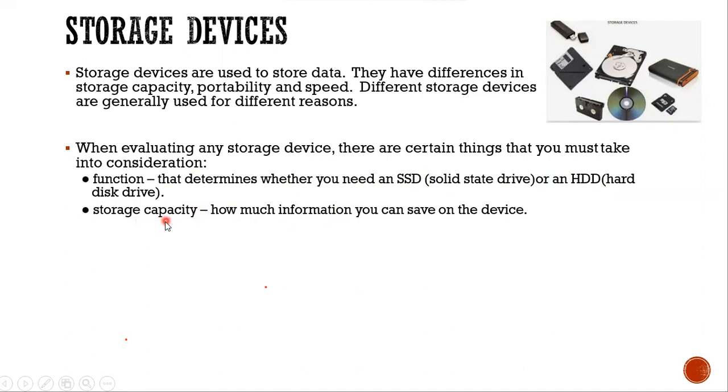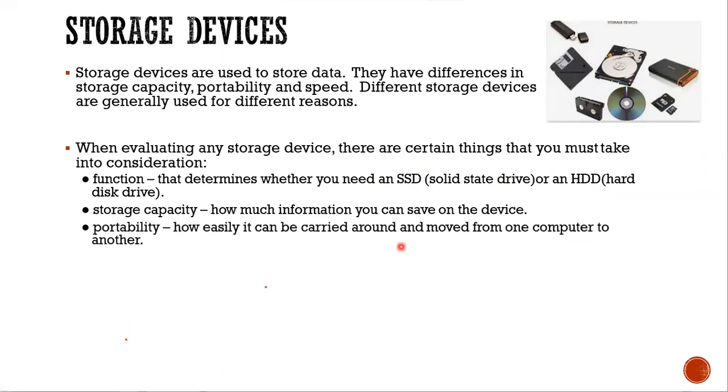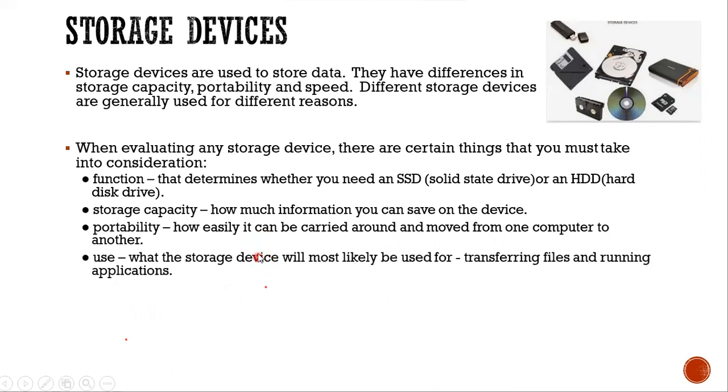Your storage capacity: how much information you can save on the device. If you know how much information you want to save, then you'll know which of the devices you will need. Portability: how easily it can be carried around and moved from one computer to another. Your flash drive is easily portable. If you've got a lot of storage, you'll need an external hard drive, which could be a solid state drive or a hard disk drive.